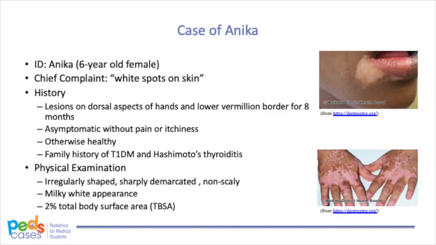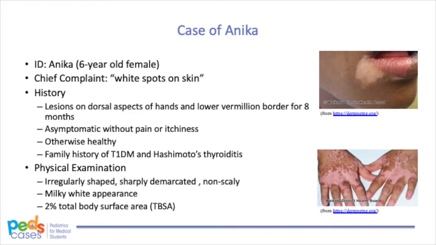Upon further history, Annika has no family history of similar skin findings, but her mother has type 1 diabetes and hypothyroidism from Hashimoto's thyroiditis. Annika is otherwise healthy with a normal birth history. She met all of her developmental milestones and is not taking any medications.